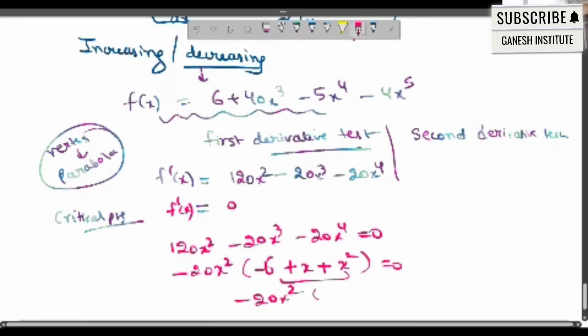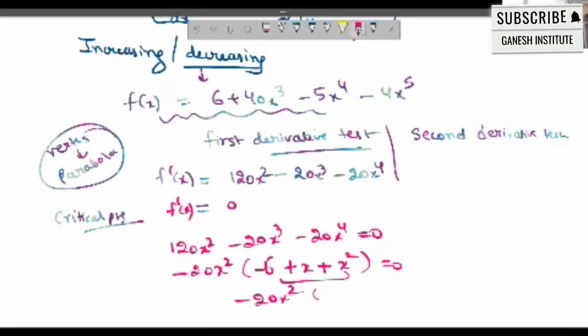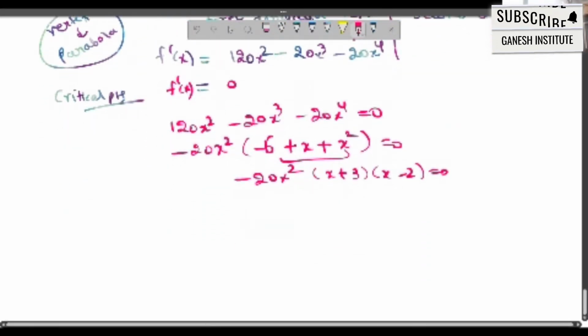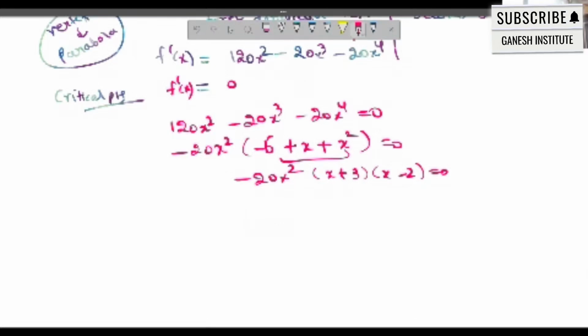Tell me its factors. So the factors would be 3 and 2. So minus 3 plus 3 and minus 2. So x square plus 3x minus 2x minus 6. Then x plus 3, x plus 2 minus. So yeah, it is x minus 2 and x plus 3.